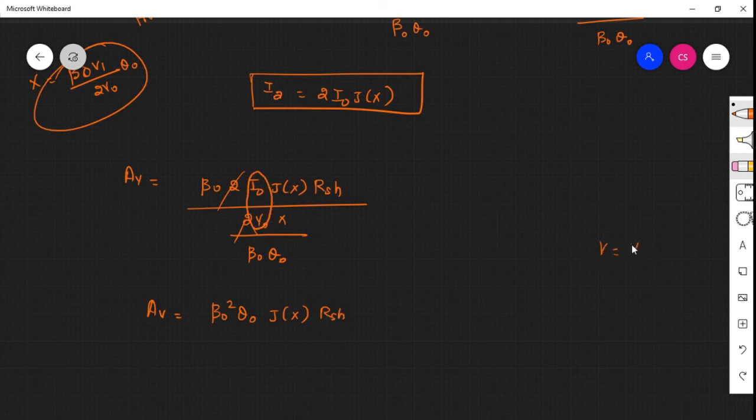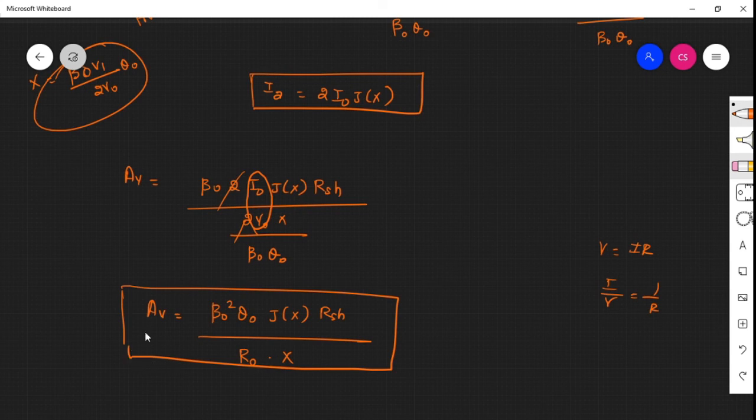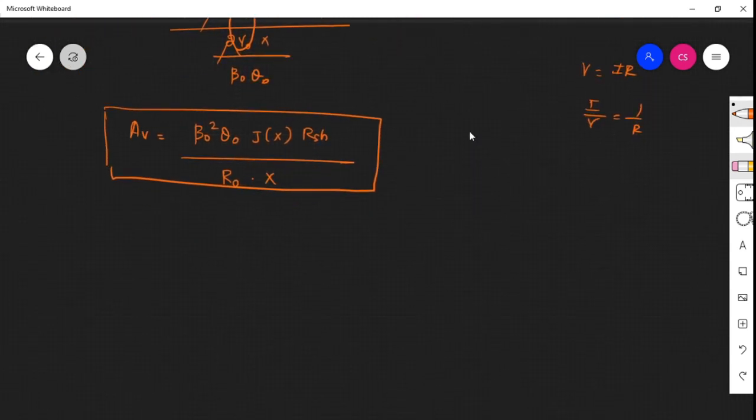This I by V is nothing but R. We know that V is equal to IR, or I by V can be written as 1 by R. So this becomes 1 by R. So it is 1 by R naught into the bunching parameter X. So this is the equation for the voltage gain.